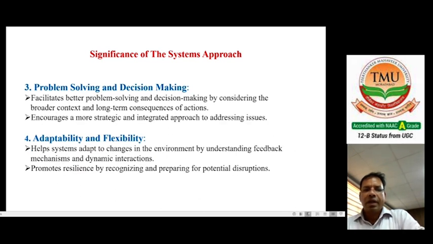Problem solving and decision making: it facilitates better problem solving and decision making by considering the broader context and long-term consequences of actions. It encourages a more strategic and integrated approach to addressing issues. Adaptability and flexibility: it helps systems adapt to change in the environment by understanding feedback mechanisms and dynamic interactions. It promotes resilience by recognizing and preparing for potential disturbances. This is a very important part.